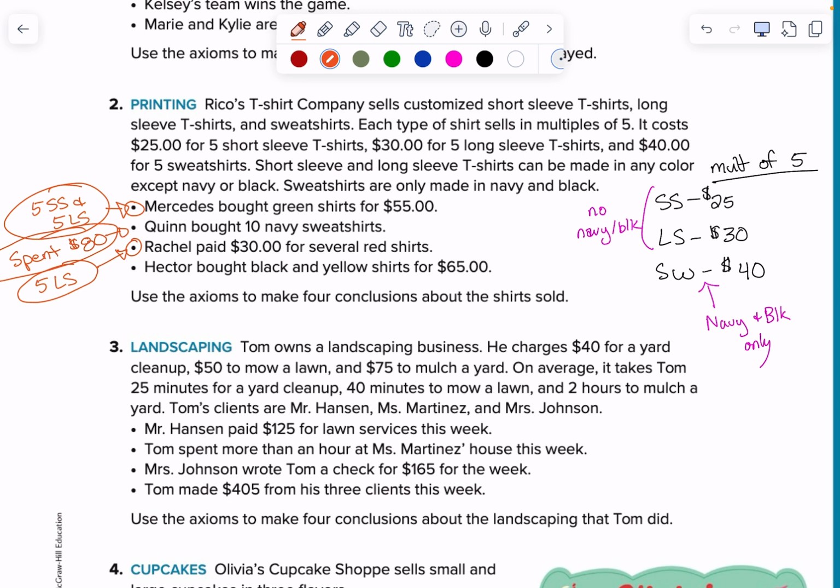Okay, last one. Hector bought black and yellow shirts for $65. A short sleeve and a sweatshirt. Yeah. So which ones were short sleeve? The yellow. Yeah, because we can't order black in the short sleeve, right? Does that make sense? So I'm going to say 5 yellow short sleeve and 5 black sweatshirt. That's a conclusion that I can draw from that, right?